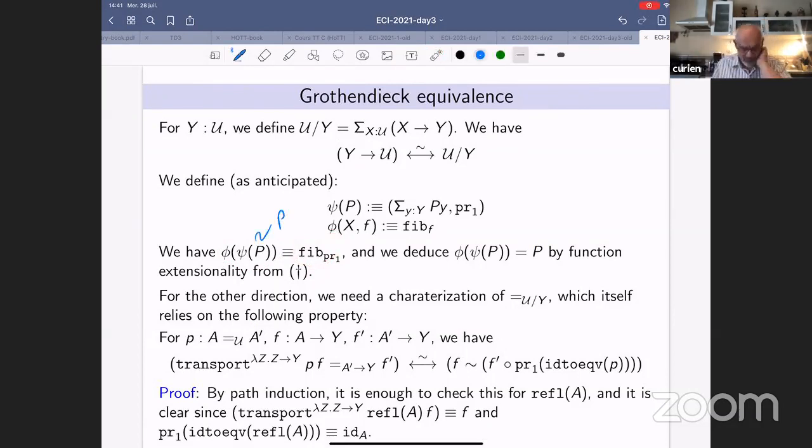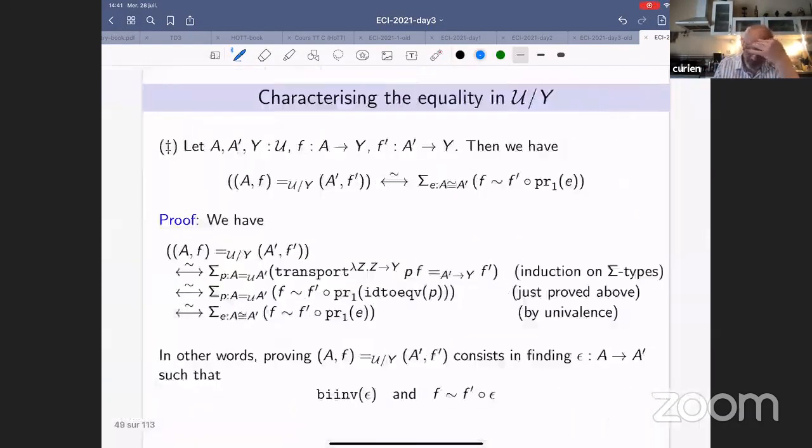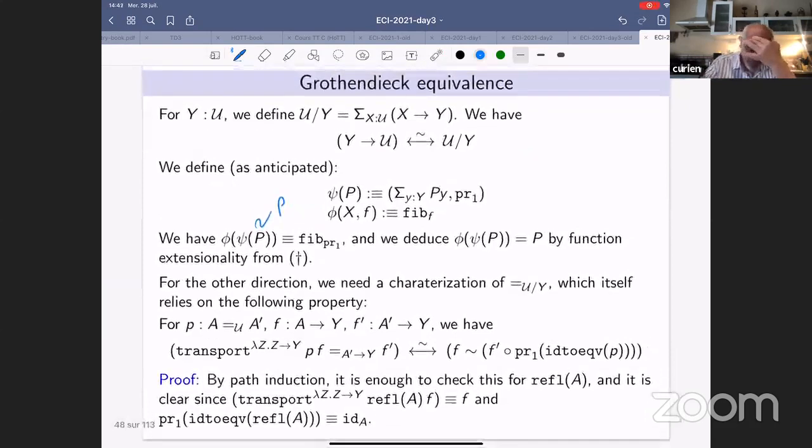So that's one direction. For the other direction, we will also use univalence, I guess. I think, yes, we also use univalence. So we will use univalence twice in this book. For the other direction, we need some preparatory material.